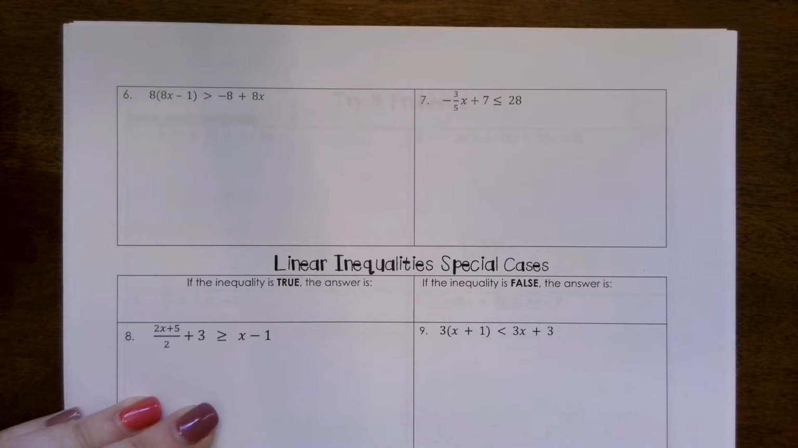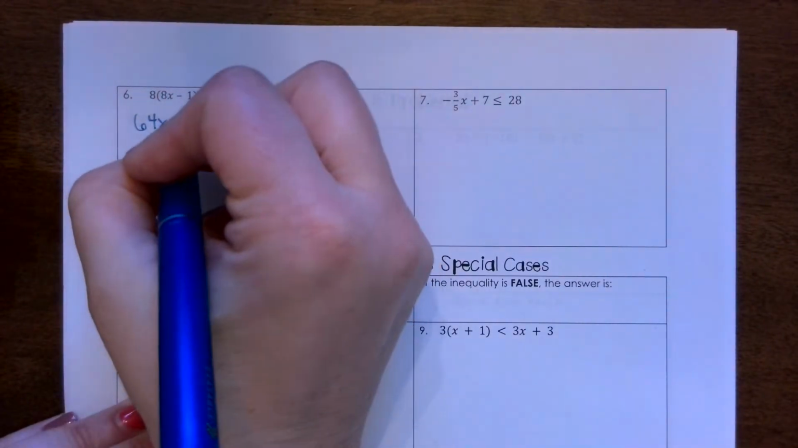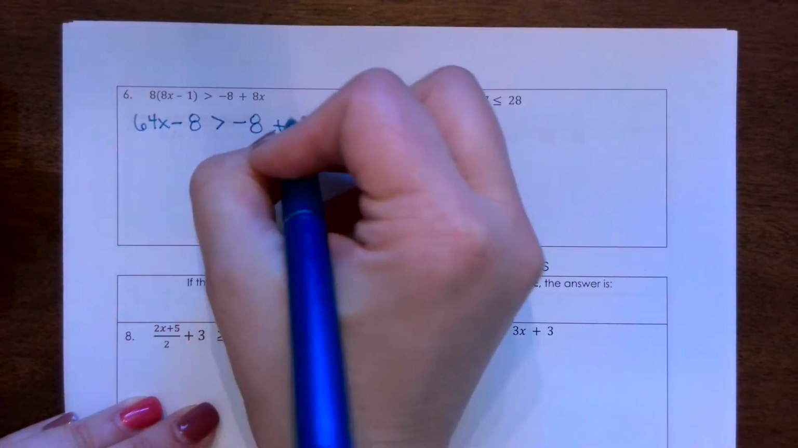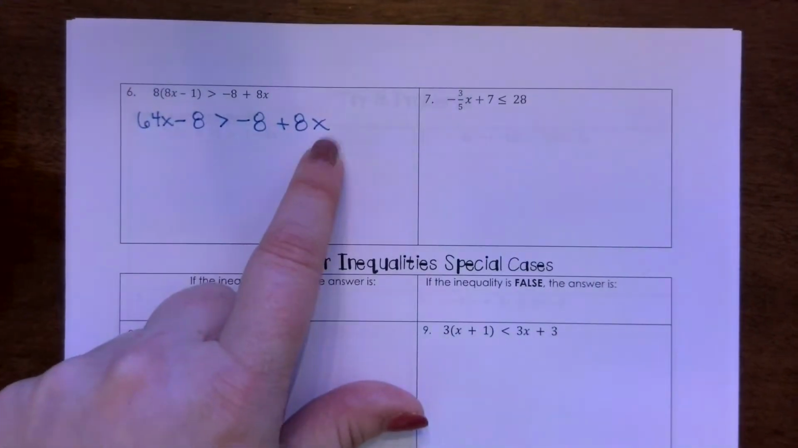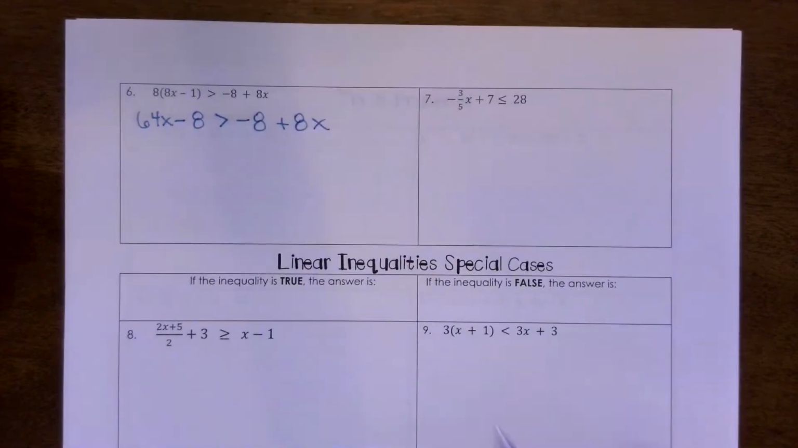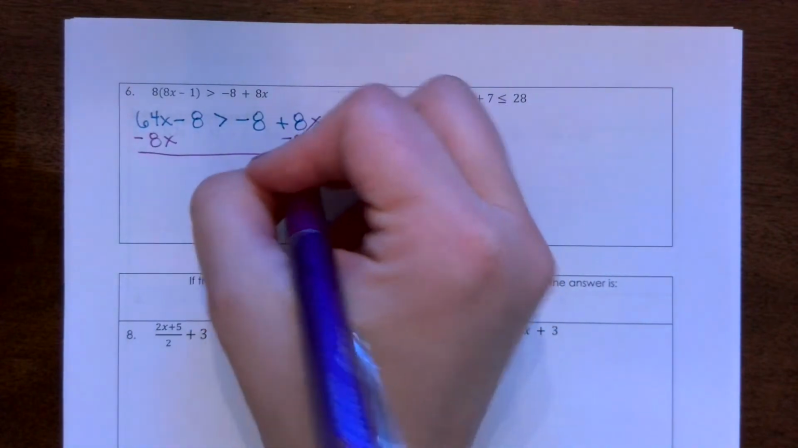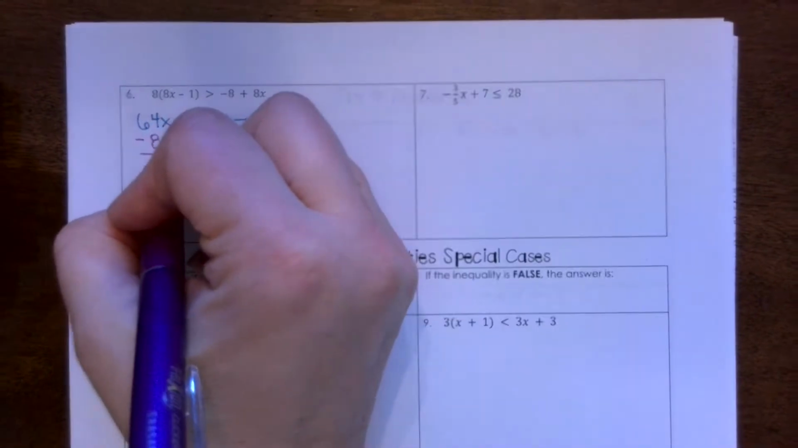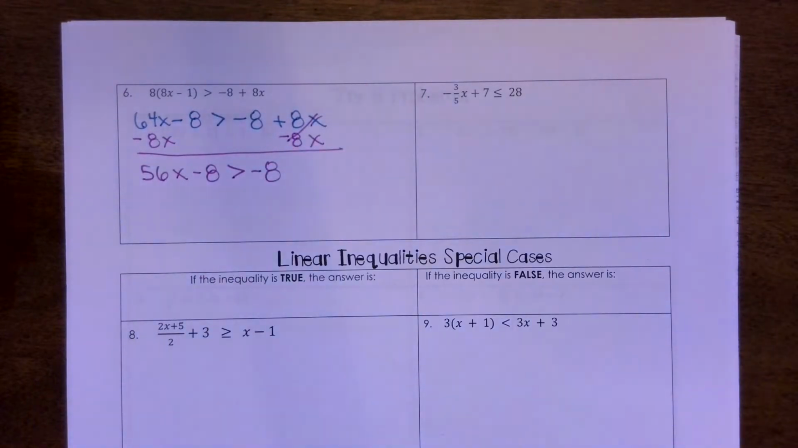It does look like I have to distribute, and if I do have to distribute, I should do that first. So I have 8 times 8x, that's 64x. 8 times 1 minus 8 is going to be greater than or equal to negative 8 plus 8x. Now, when I look here, I've got no like terms, but I do want my x's to be on the same side, so I will subtract 8x from both sides. 64x minus 8x is 56x minus 8 is greater than negative 8.